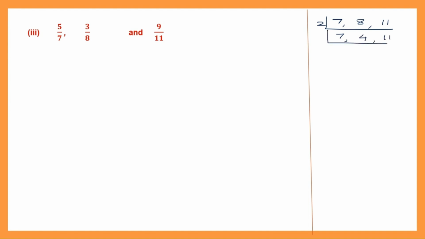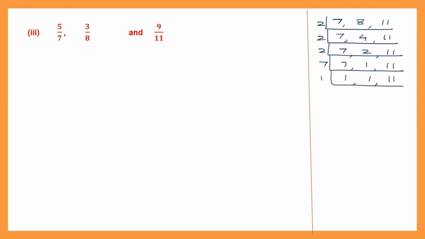We'll continue with 2 again. So 7 again comes down. 2 2s are 4. 11 also comes down as it is. Continue again with 2. 7 comes down. 2 1s are 2. 11 also we bring it down. Now we continue with 7. So 7 1s are 7. 1 and 11 is not divisible by 7, so we bring it down.